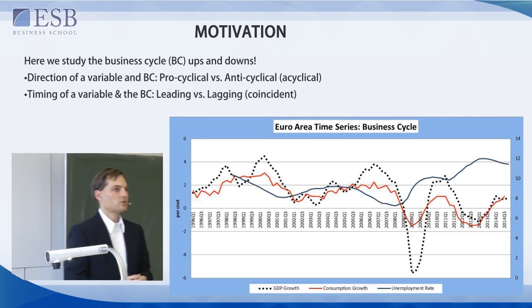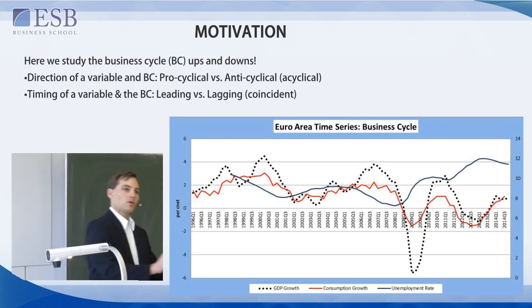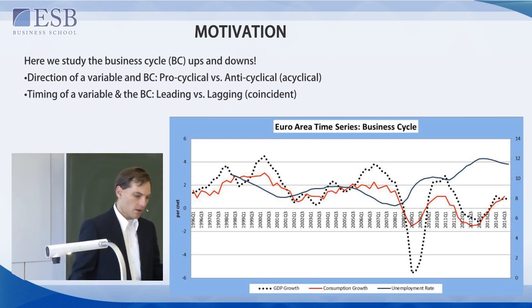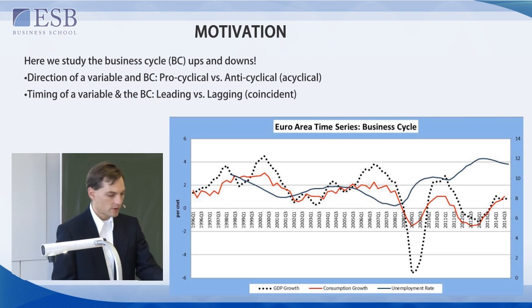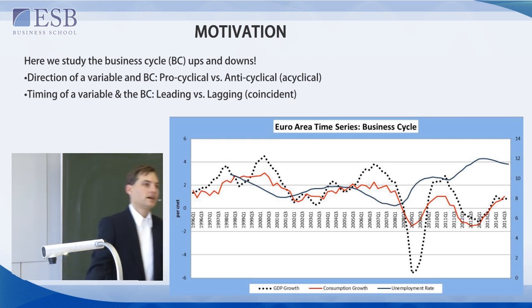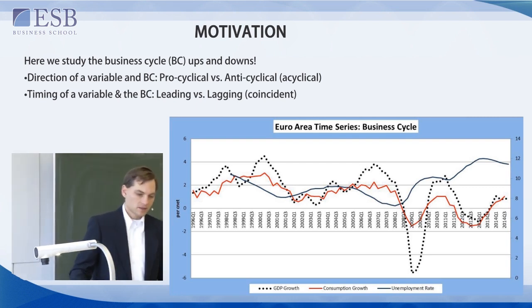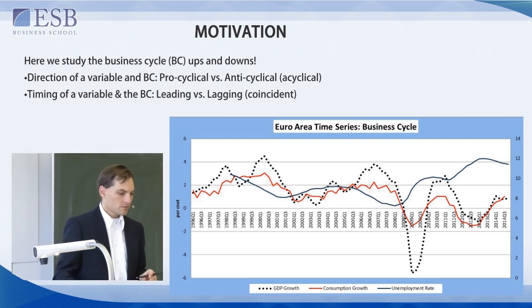And that's very important to keep in mind, whether an economic variable is leading the business cycle or lagging the business cycle. So the unemployment rate is a typical example for a lagging variable. Once again, if a variable has no pattern regarding the timing, we call it coincident. Sometimes maybe it's leading and sometimes it's lagging, so then it's a so-called coincident variable.